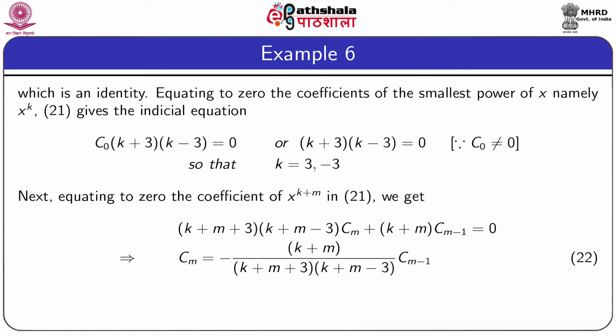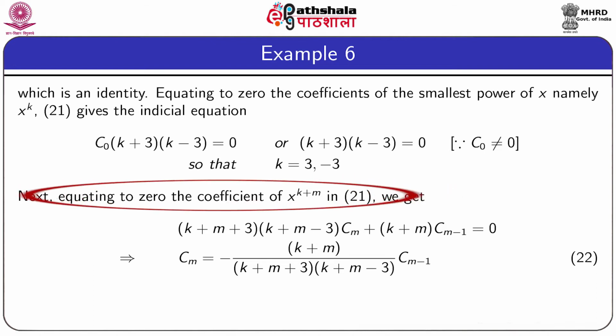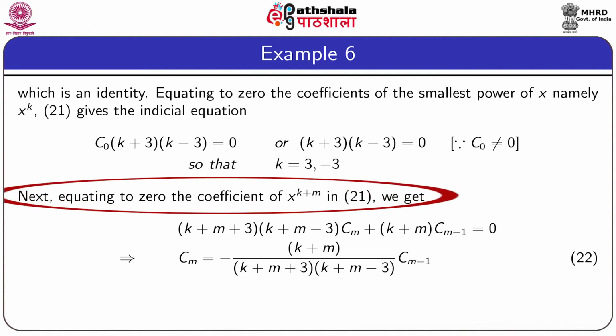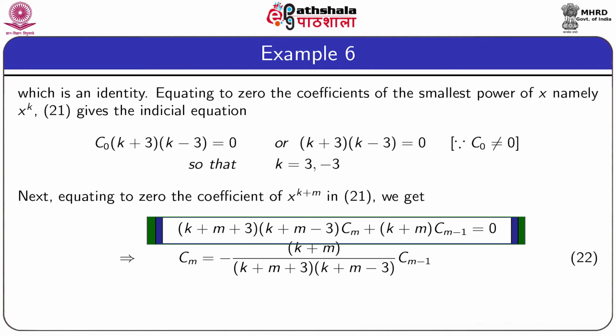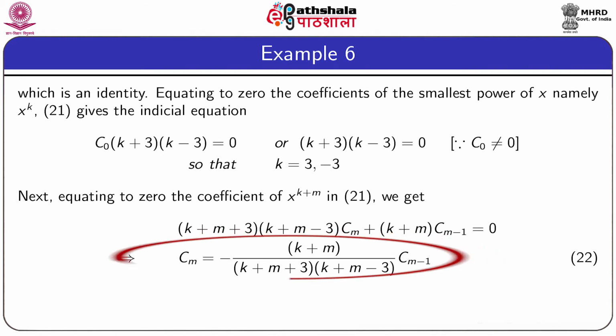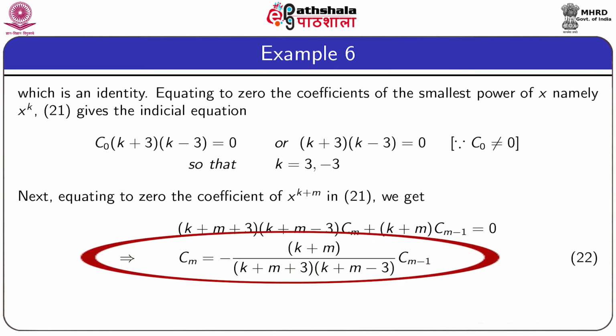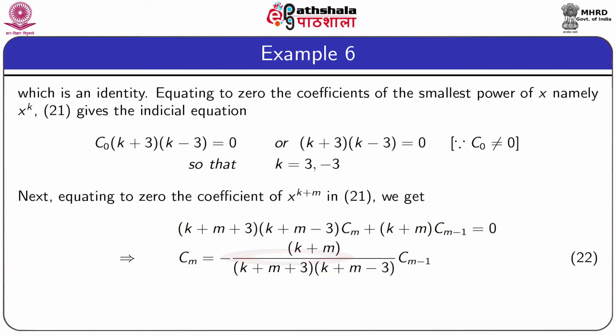To obtain the recurrence relation, we equate the coefficient of x to the power k plus m from both sides in 21, and we will get (k plus m plus 3)(k plus m minus 3) c_m plus (k plus m) c_(m minus 1) equal to 0. And this implies c_m equal to minus (k plus m) divided by (k plus m plus 3)(k plus m minus 3) c_(m minus 1), given by equation 22.